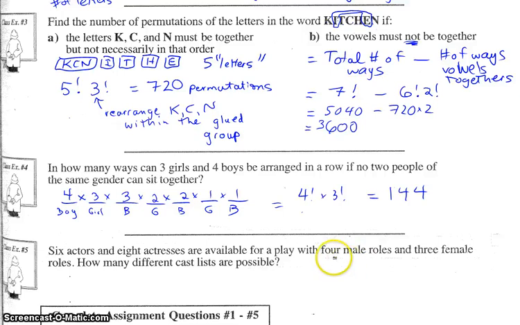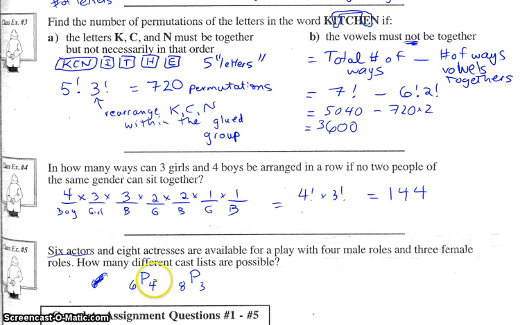So if we're trying to fill those 4 male roles using 6 actors, this is assuming you can't cross over, right? So 6 pick 4, because we have to pick 4 of those actors to fill those 4 male roles. And then we have to choose the actresses. So we have 8 actresses, and we want to pick 3 of them to fill the 3 female roles.